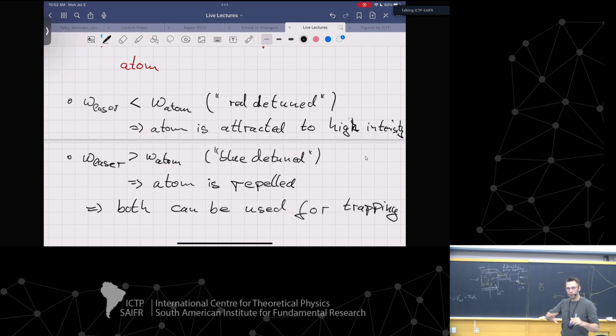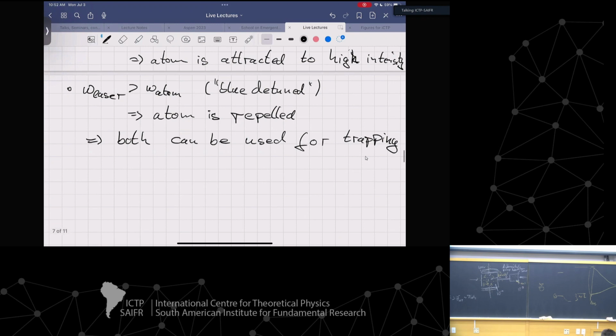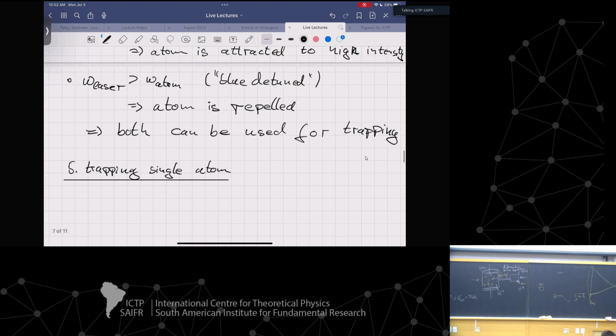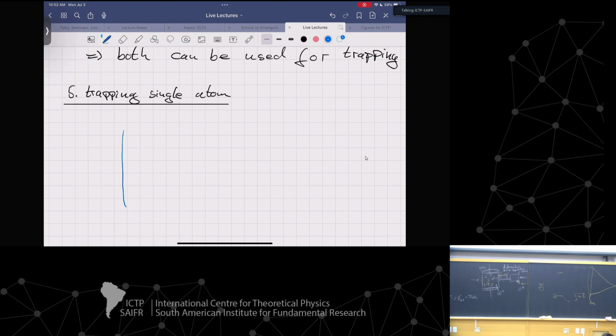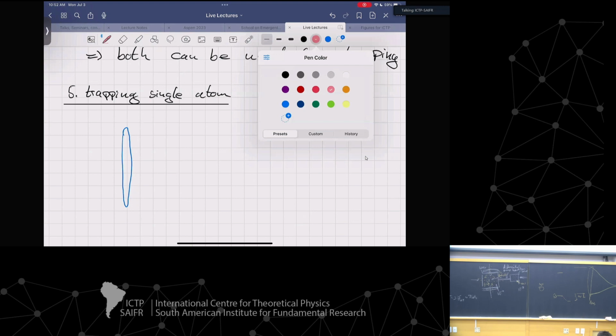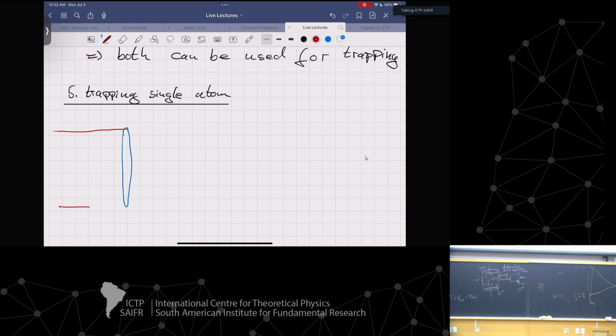Super. And okay, there are a lot of levels. All of this is just to make it easier, because now you know basically how, out of these 100 million atoms, you trap a single atom. So, trapping a single atom. This is exactly the picture that I drew there, but I'm trying to make it prettier with more colors. We have a red detuned laser beam. We shine it through a lens and we focus it tightly.